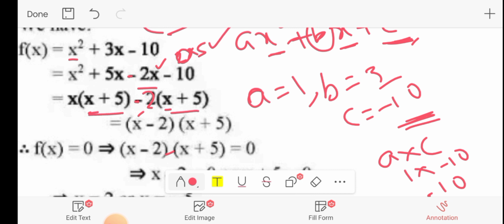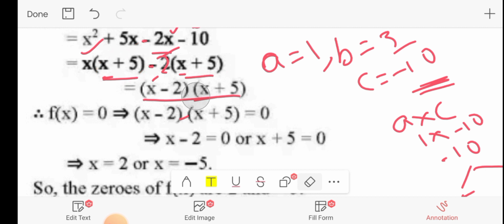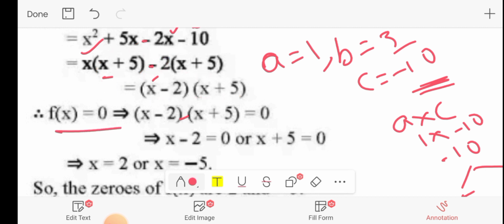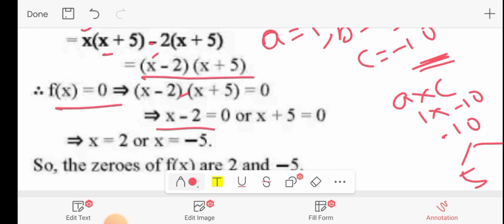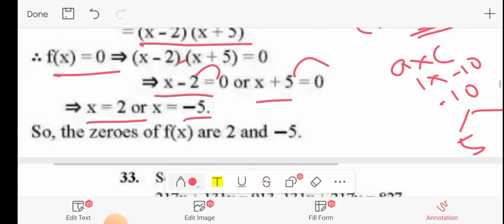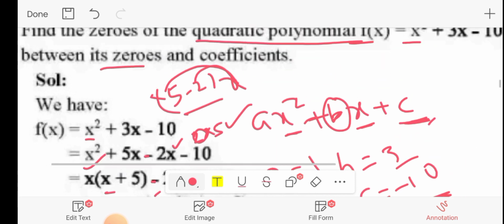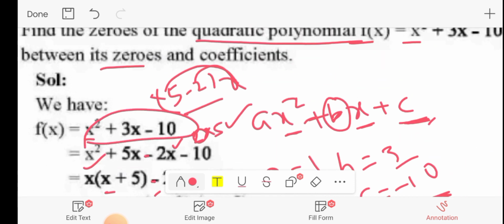Now x plus 5 is common. So if I keep x plus 5 outside, what will be left? X. From here, if I take x plus 5 common, minus 2 is left. So this is the factor. Now we need to find the zeros of the polynomial, so we will make f(x) equal to 0. F(x) here is (x minus 2)(x plus 5) equal to 0. Because they are in product form, we can keep them separately: x minus 2 equals 0 or x plus 5 equals 0. Minus 2 will come to this side and become plus 2, so x equals 2. Plus 5 will come to the right side and become minus 5. So x equals 2 or x equals minus 5 are the zeros of this polynomial. This is how we find zeros.